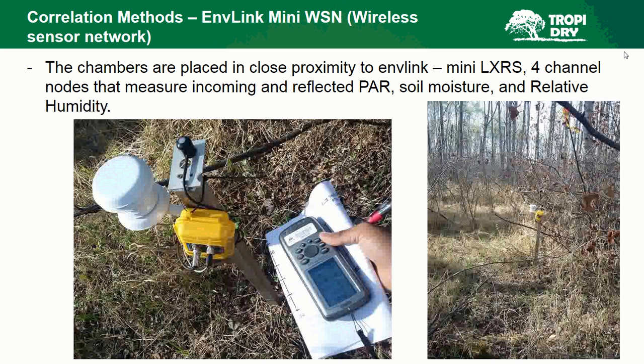So the bottom left is what the node looks like. It's got 4 channels coming out of the face, and the power sensor is located on the top of the wooden stake, with soil moisture sensors going into the ground on the bottom, as well as the white radiation shield that shields the relative humidity sensor. The right picture is what the node looks like as a whole.